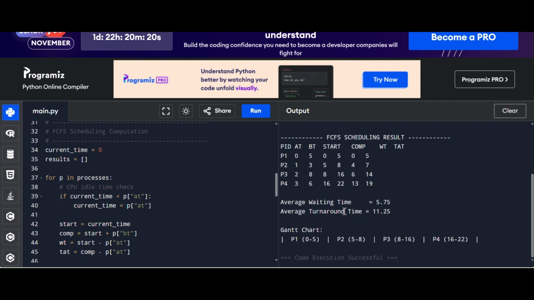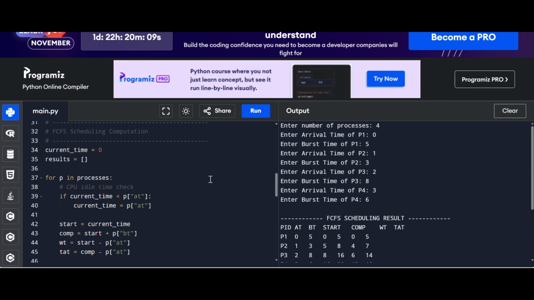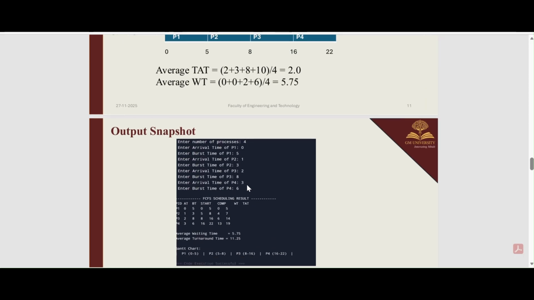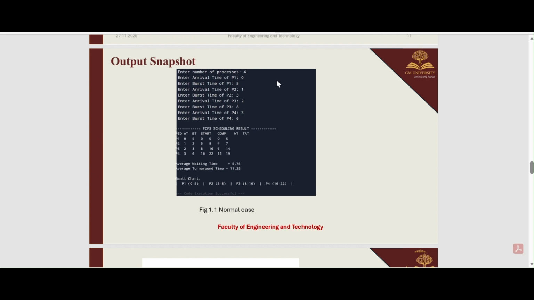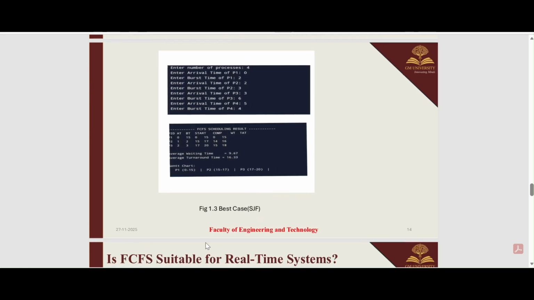These are the outcomes. Here it calculates the waiting time, turnaround time, average waiting time, average turnaround time, and this is the Gantt chart. We have run this code 3 times. This is the output of the normal case, worst case, and best case.